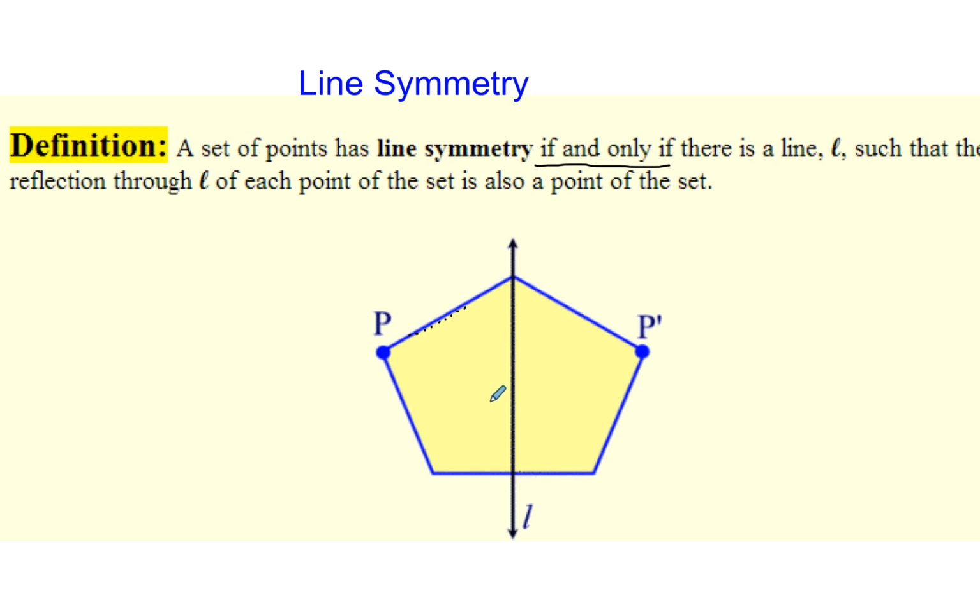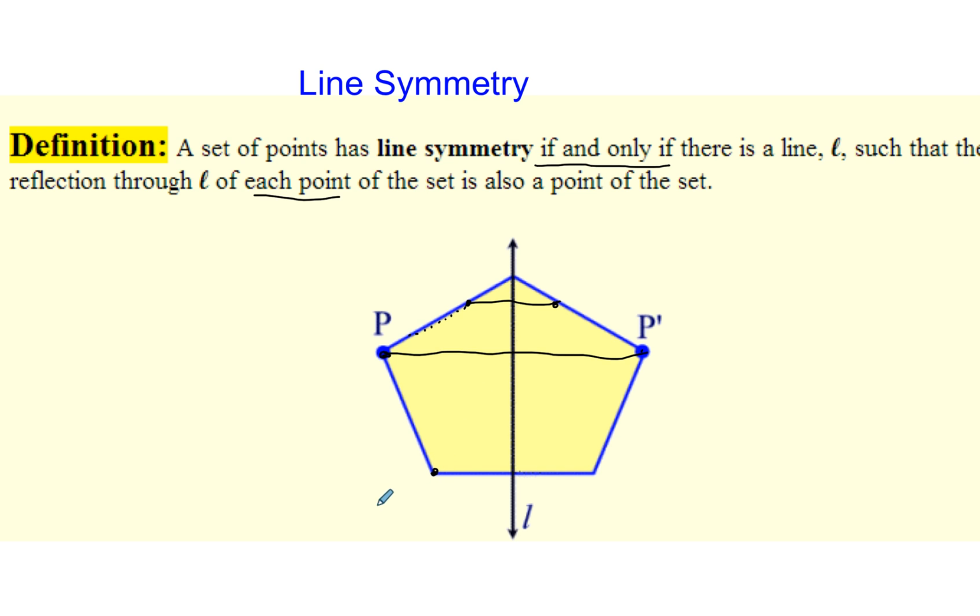That there is a line L such that the reflection through L of each point, let's take point P, for example, maps onto P prime. It says the reflection through L of each point of the set is also a point on the set. Notice how P prime is a point on the set of points that make up this regular pentagon, and P is a point that is part of that set as well. In other words, each point on this pentagon can be reflected over the line of symmetry and it will map to a point on the pentagon.